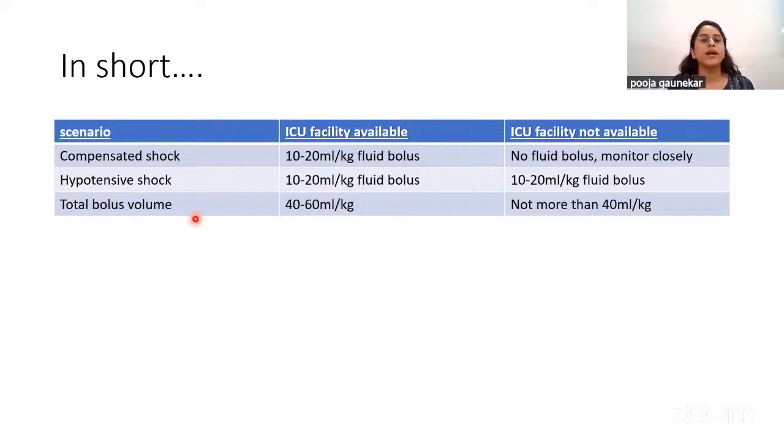Total fluid bolus can go up to 60 ml per kg. Now, if you are in a setup where ICU facility is not available, then if a child has come to you in compensated shock, you will not give fluid bolus, but monitor the child very closely. If the child has come in hypotensive shock, you will give a bolus of 10 to 20 ml per kg, and the total bolus volume should not be more than 40 ml per kg.